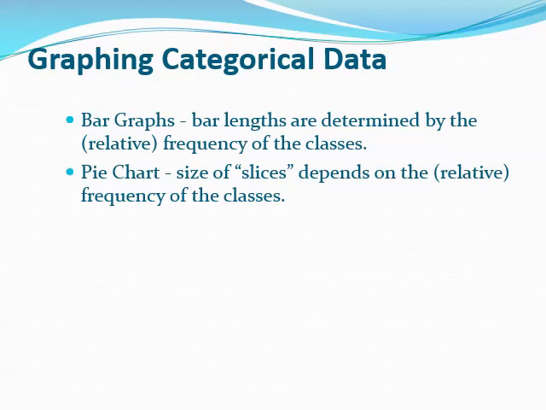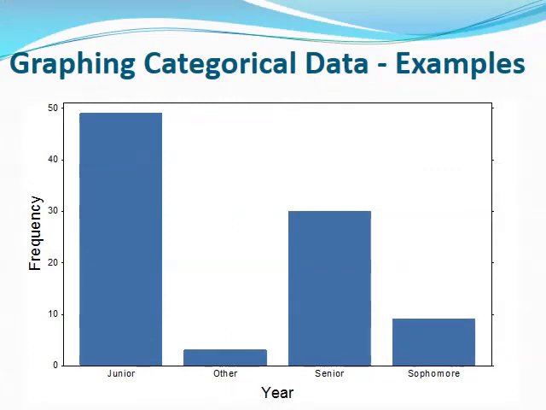So bar graphs: the bar length grows based on the frequency or the relative frequency. The pie chart: how big or narrow a slice is. Think about a pizza pie. Bigger slices mean higher percentages, and bigger slices mean higher numbers as well. So let's take a look at a couple of examples. And I think this is going to be pretty straightforward.